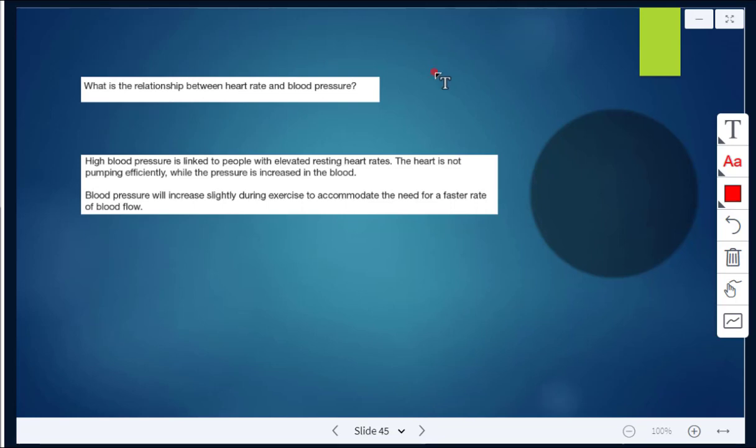What is the relationship between heart rate and blood pressure? So high blood pressure is linked to people with elevated resting heart rates. The heart is not pumping efficiently while the pressure is increased in the blood. Blood pressure will increase slightly during exercise to accommodate the need for a faster rate of blood flow.